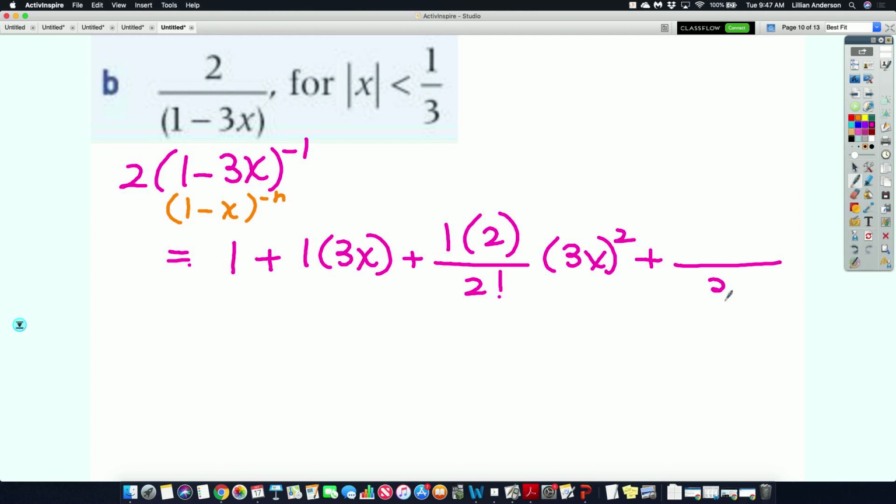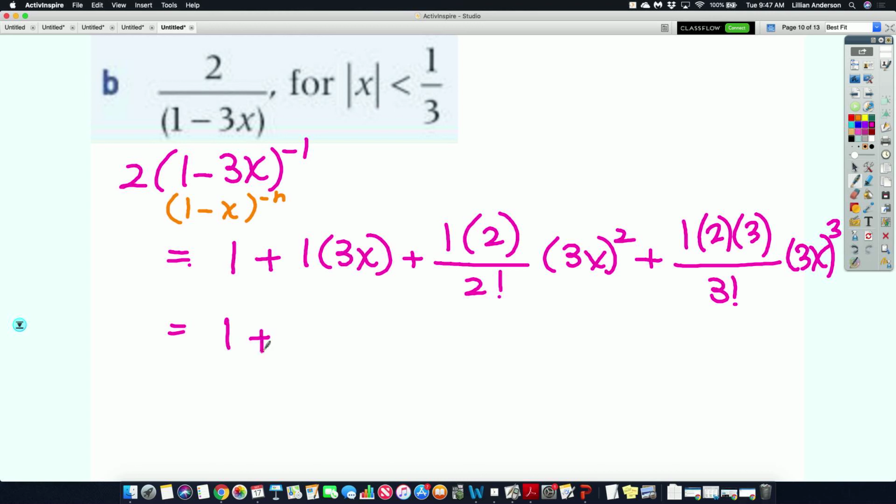Then the next part has a 3 factorial on the bottom, but what's in the numerator? It's going to be n times n plus 1 times n plus 2 x to the third power. So far, so good? All right, let's simplify. Again, don't forget about the 2 that we need to multiply at the end.